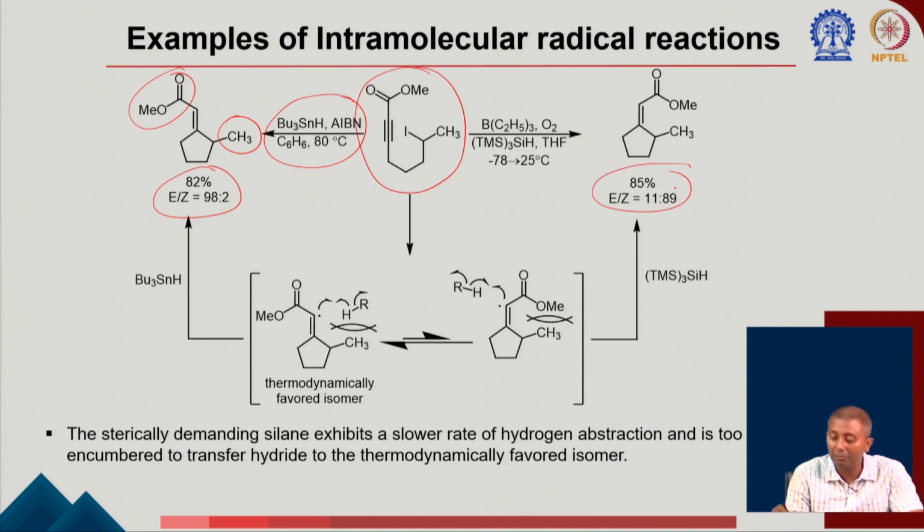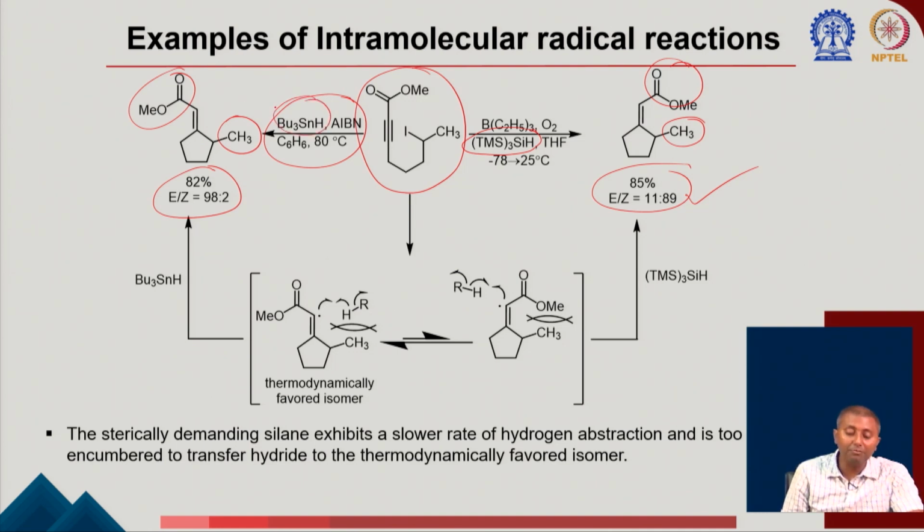You are getting the product where this ester and the methyl are on the same side. That means the E to Z is almost 90-10. But here the difference is that you are using a different hydrogen donor. So you are using this TMS3SiH versus tributyl tin hydride.